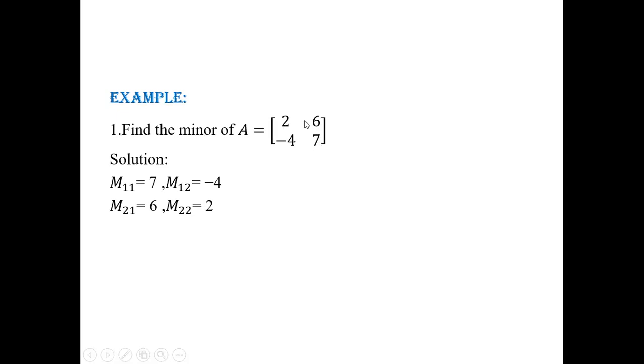Then how to find the minor of M12? We delete this row and this column. The remaining element -4 is the minor of M12. Then M21, how to find the minor of M21? We delete this row and this column. The remaining element 6 is the minor of M21. Similarly for M22, we delete this column and this row, and we get 2 as the minor of M22.